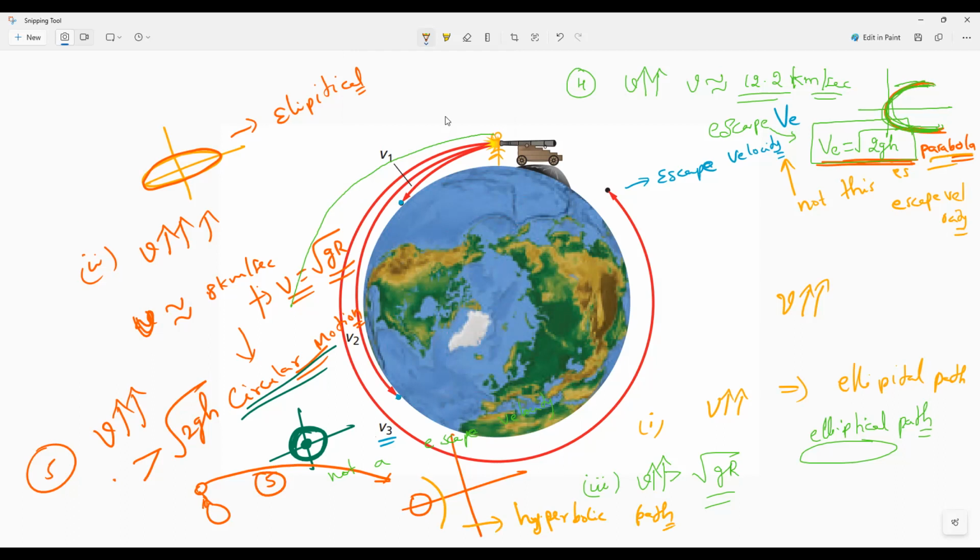Now, all of you observe very carefully. These are the 5 points which speak about the escape velocity. Paths 1, 2, 3 remain inside the Earth's gravity only. They exist there and do not escape anywhere.